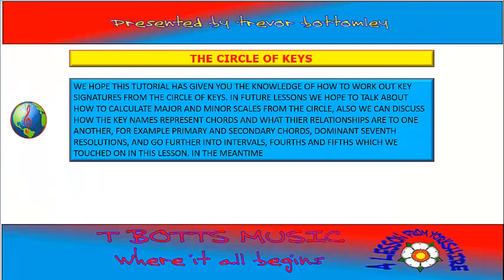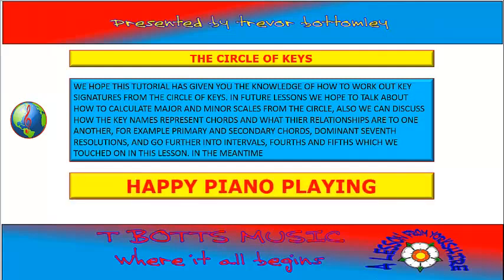We hope this tutorial has given you the knowledge of how to work out key signatures from the circle of keys. In future lessons we hope to talk about how to calculate major and minor scales from the circle. Also we can discuss how the key names represent chords and what their relationships are to one another, for example primary and secondary chords, dominant, seventh resolutions, and go further into intervals, fourths and fifths, which we touched on in this lesson. In the meantime, happy piano playing.